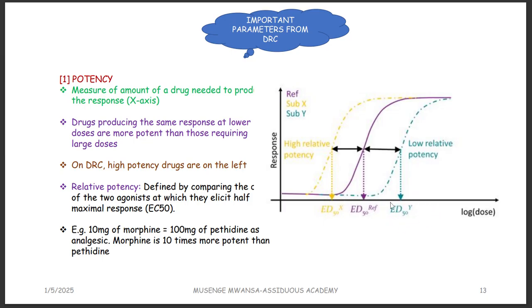Why is it so? Because you can see if I went on the X axis, we are going to have 50% of the response. That is known as EC50, the half maximum response. Half of the maximum response is going to be produced by a small concentration of drug X, and the same half of the maximum response will be produced by a much bigger concentration of drug Y. Does this make sense?